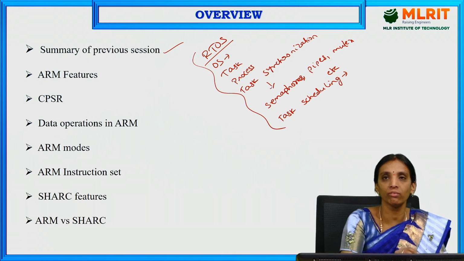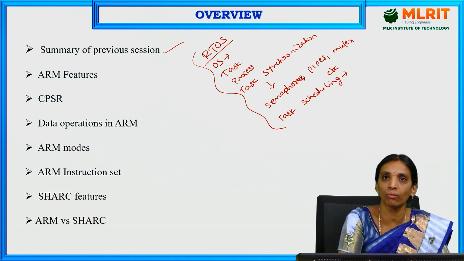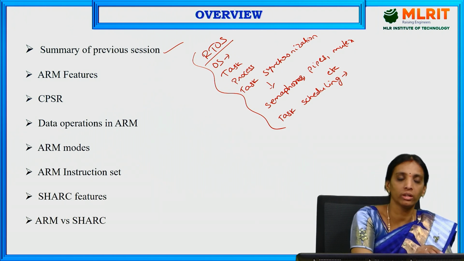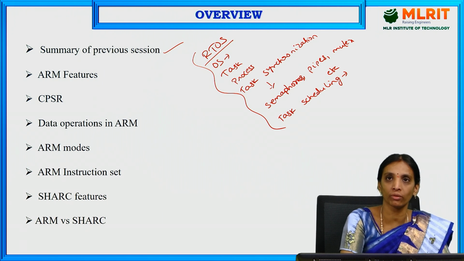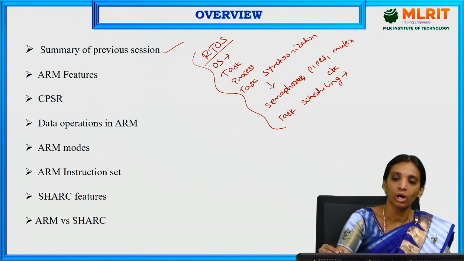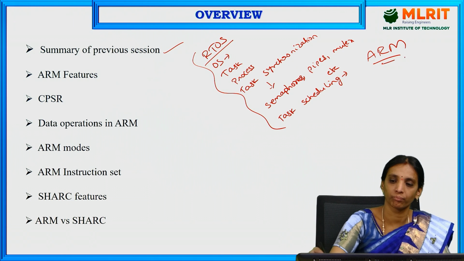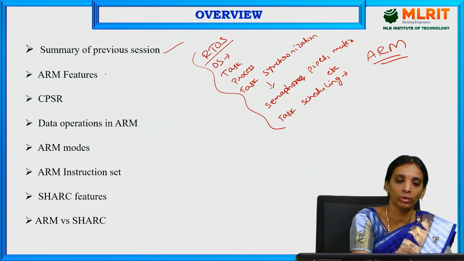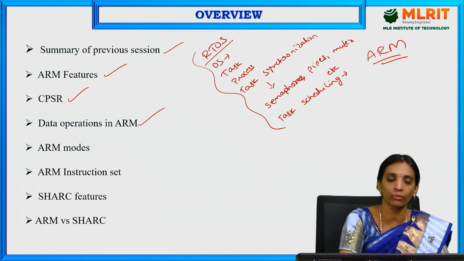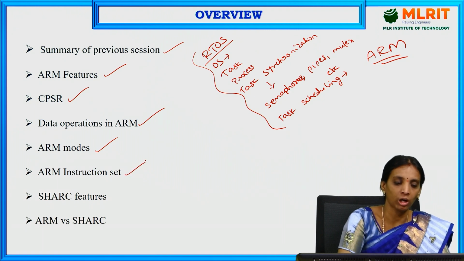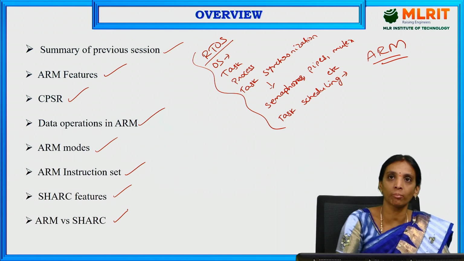Now going to the fifth unit, which is about the advanced microprocessor architectures, we are going to discuss the ARM processor. In this session, we are going to discuss what the features of ARM processor are, what is meant by CPSR register, what the data operations in ARM processor are, what different types of modes are available in ARM, what the ARM instruction set is, SHARC features, and what the differences between ARM and SHARC are.